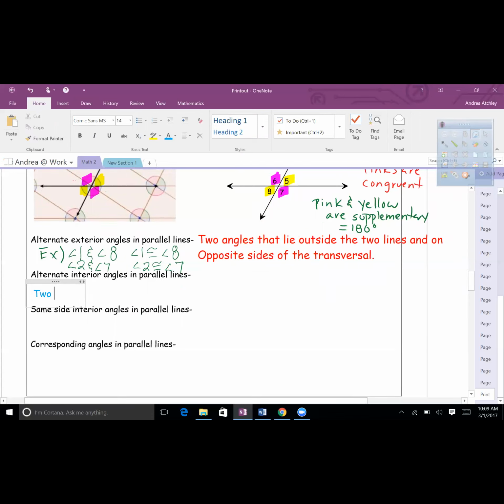So two angles that lie inside the two lines and on opposite sides of the transversal. Two angles that lie inside the two lines and on opposite sides of the transversal. So now instead of being outside the parallel lines, they're going to be in the middle.